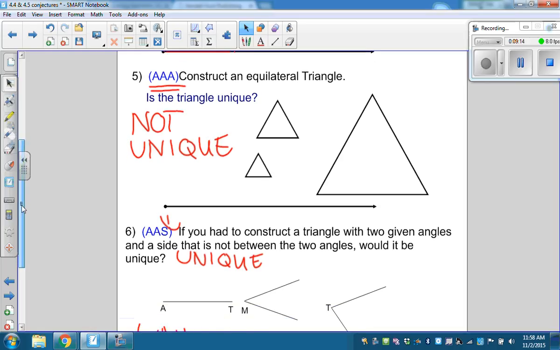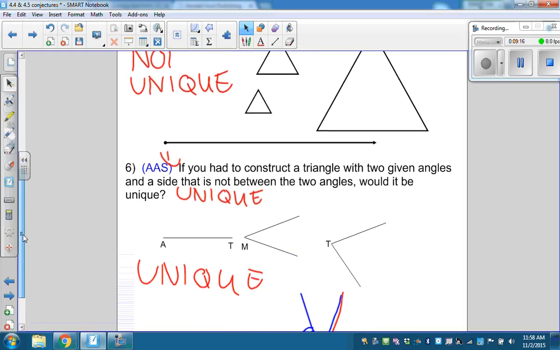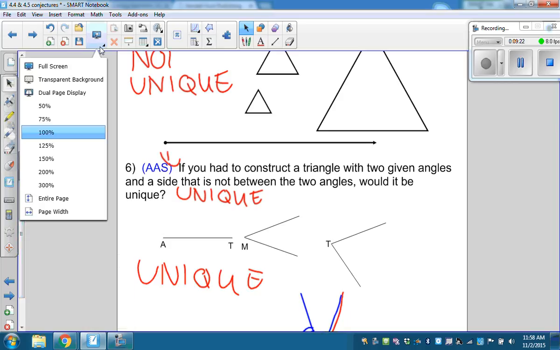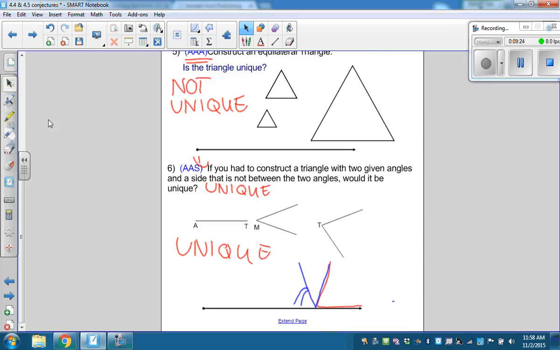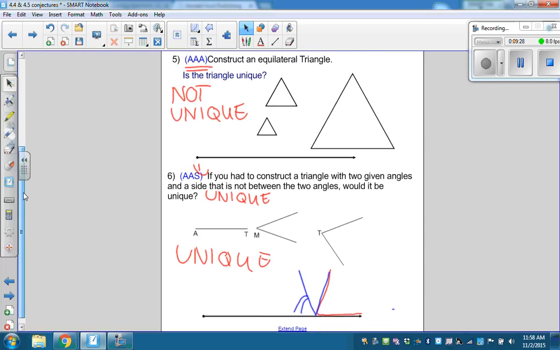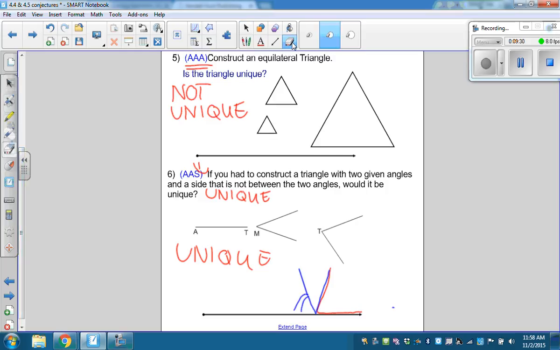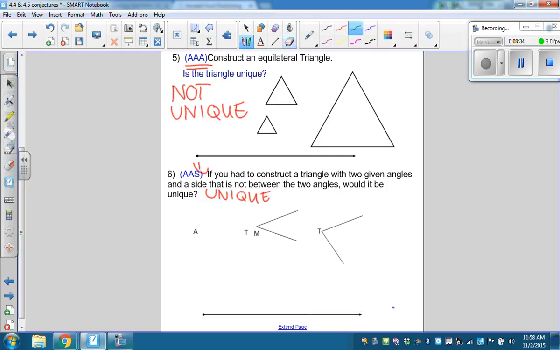And then the last one says, if you have to construct a triangle with the two given angles and a side that's not between them, would you have a unique triangle? And my question is, why did I ask you that way if you had to construct a triangle? Maybe you can get to that. Think about why I asked you that looking at the other five problems.